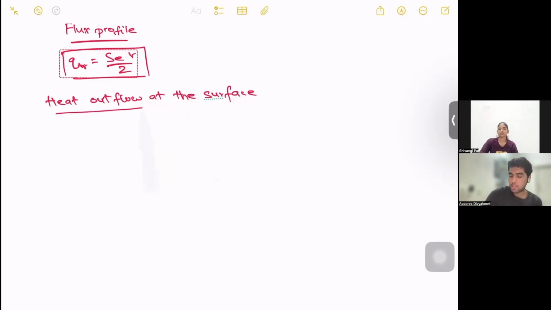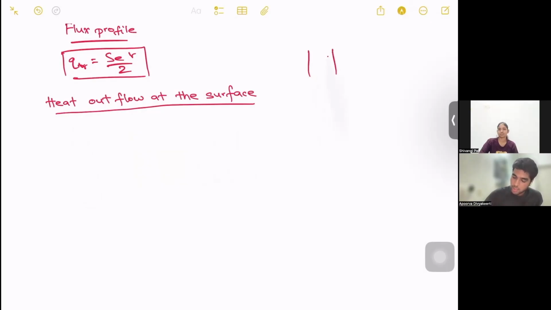Now, how can I calculate the heat outflow? What is heat? Basically, we know heat flux, and heat flux multiplied by area is heat. So heat is coming in. The shell was like this. Heat was coming in at R and going out at R plus delta R, so we just have to subtract these two.